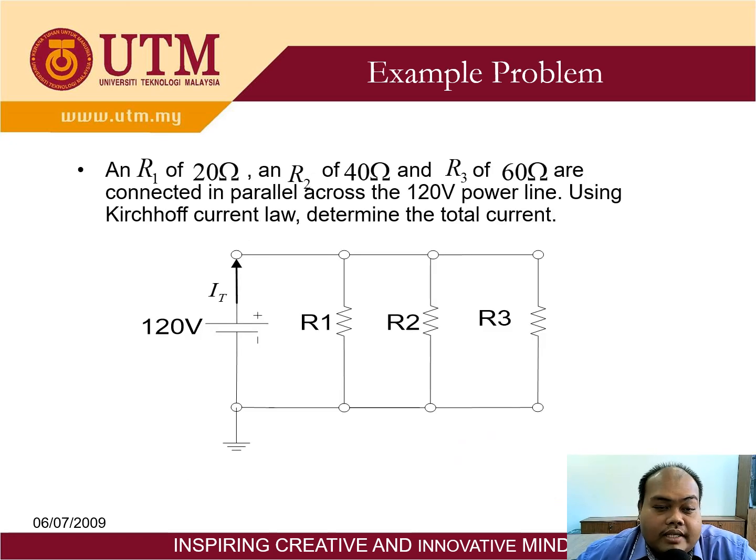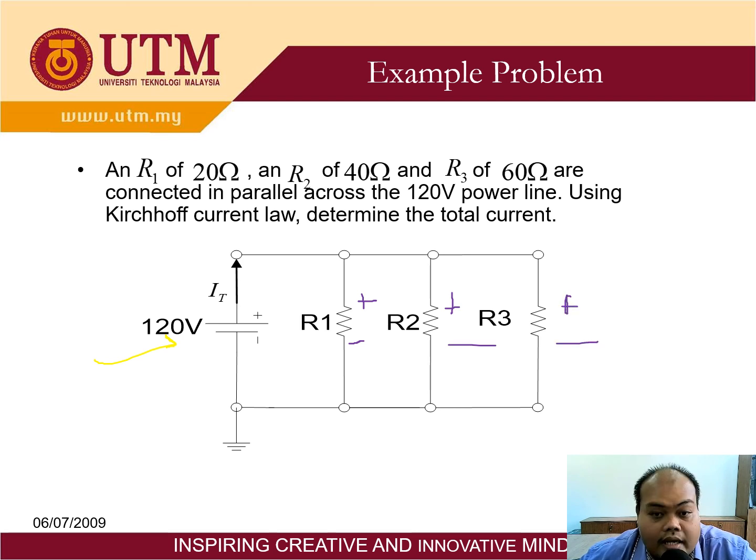Okay, now I give you another example that applies KCL with series-parallel theory. As you can see here, the source is a 120 volt voltage source, in parallel to 3 resistors. According to parallel theory, the voltage will be the same. So this is 120, this is 120 also, positive, negative, positive, negative, positive, negative.